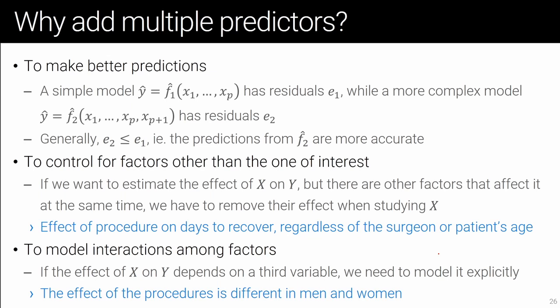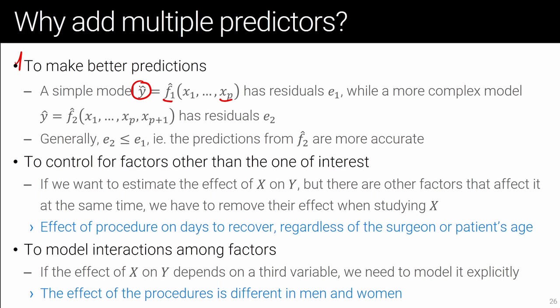And at this point, we might wonder, what is the benefit of having more than one predictor? Well, we do it essentially for one of 3 reasons. The first reason is simply to have better predictions. Let's say we have a simple model, F1, that depends on up to P predictors, and with it we can compute estimates of the response.